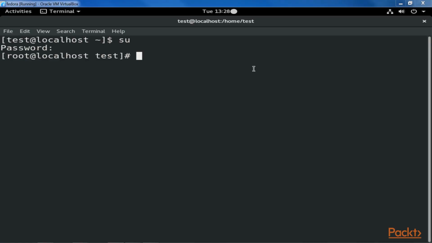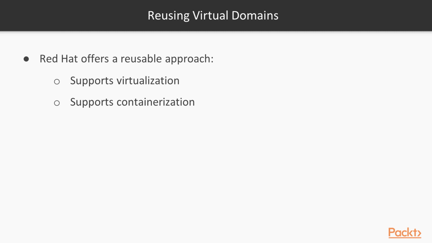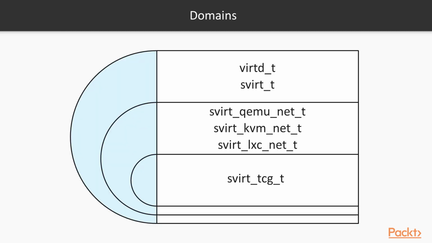Now let's move ahead and see how to reuse existing virtualization domains. So I'm working on Fedora 26, which I've installed on Oracle VM VirtualBox, and I have already logged into it. With sVirt, Red Hat offers a reusable approach for supporting virtualization and containerization through SELinux. It does so through a number of domains and types that can be used regardless of the underlying virtualization platform. These domains and types are listed here.